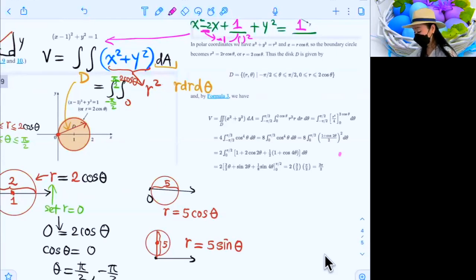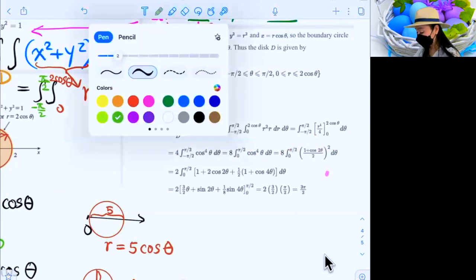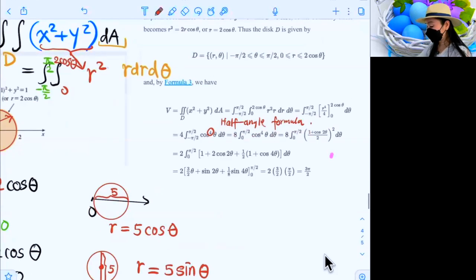Then after that, once you have that, you can just follow this. Again, it uses a half angle formula. When the exponent on cosine here is even, think about using a half angle formula. Okay, and then you should be able to get the result here.